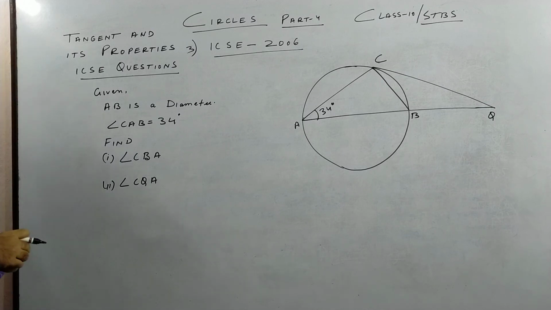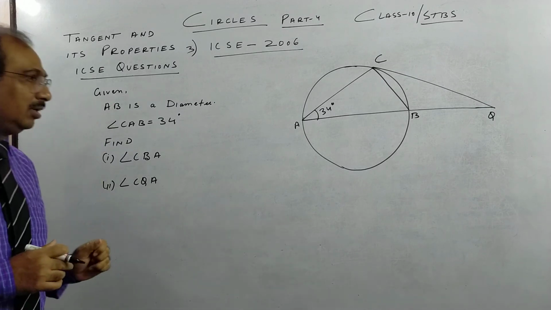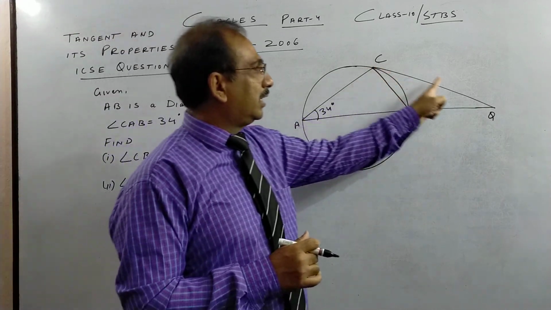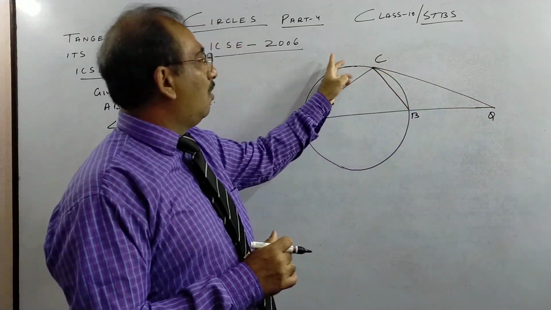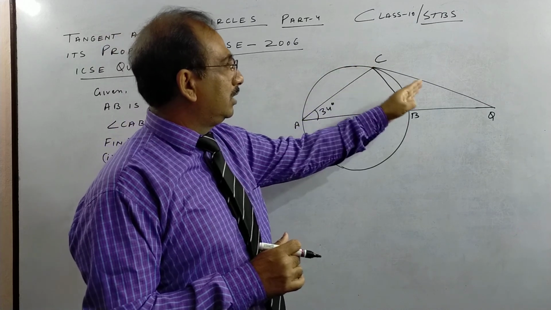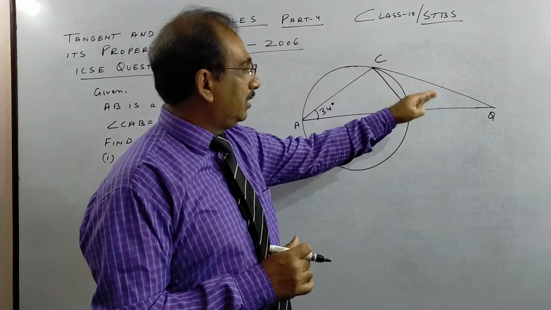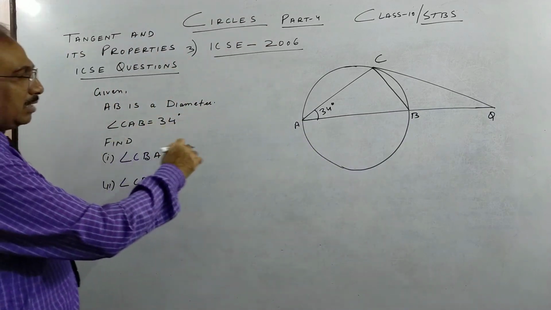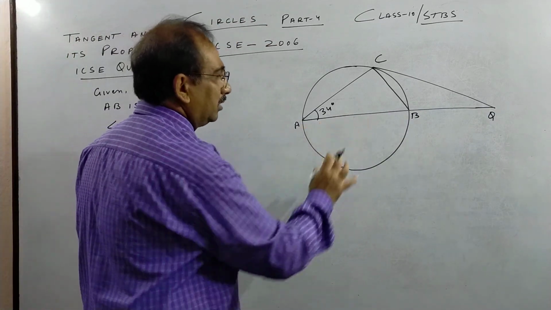So here see the last question nicely. AB is a diameter and we have, this is given 34 degree. So tangent at C, the question says you must see tangent at C meets AB produced at Q. So AB is a diameter, see children, so there is no center over here.